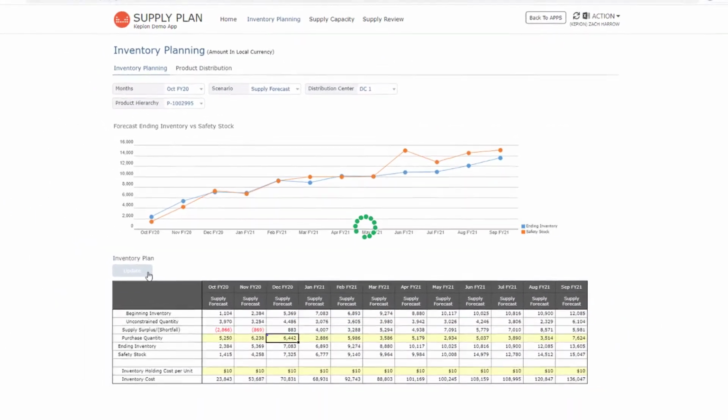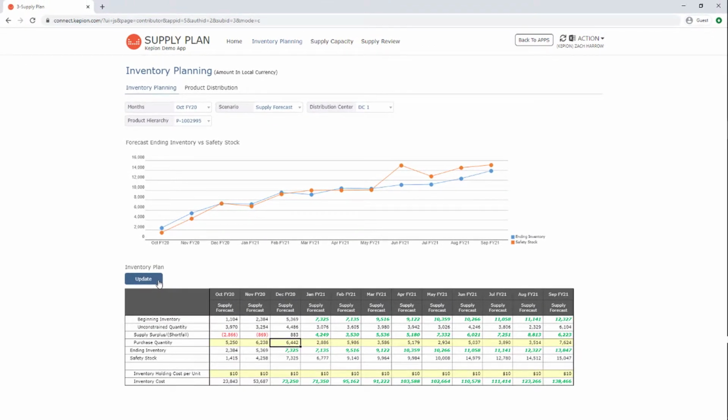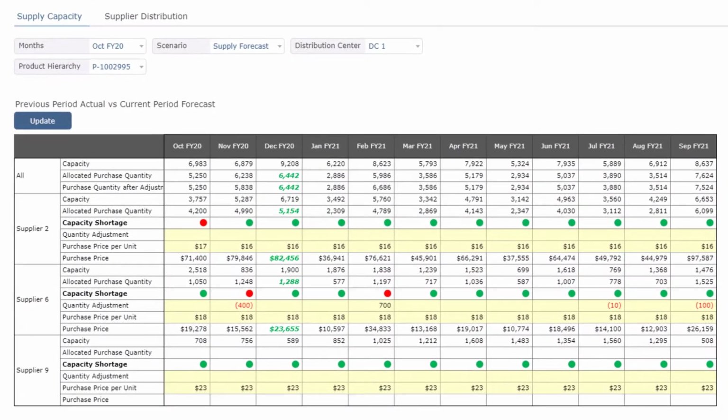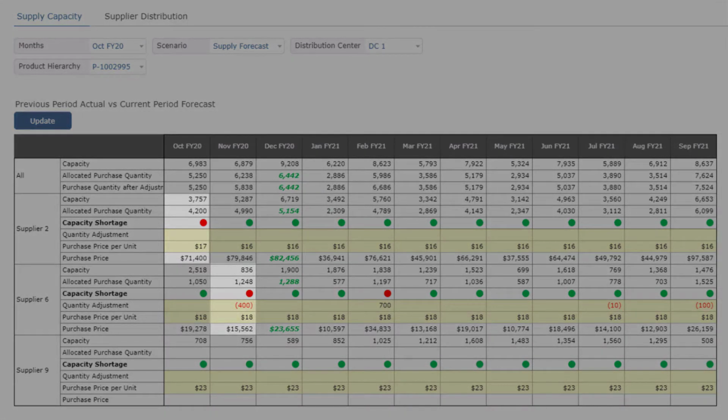After agreeing upon how much inventory will be needed to meet the demand needs, the next step is to determine how to purchase from suppliers effectively. The Kepion Capacity Plan provides full insights into the gaps and key resources required to meet the inventory plan.